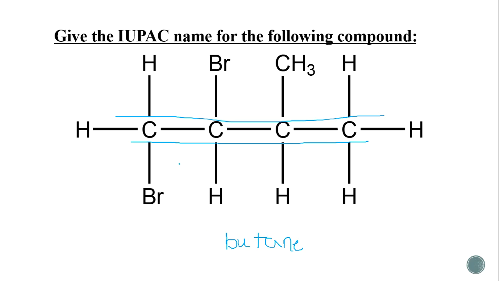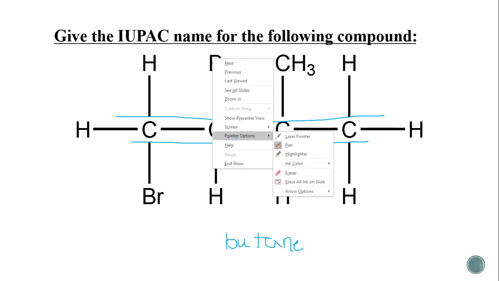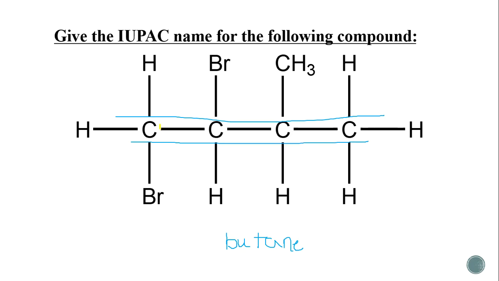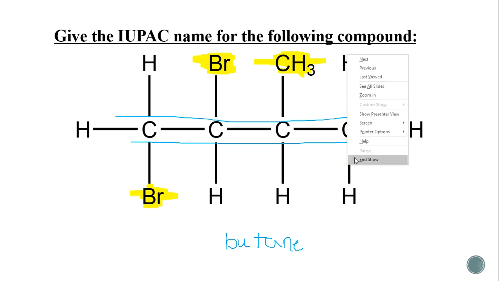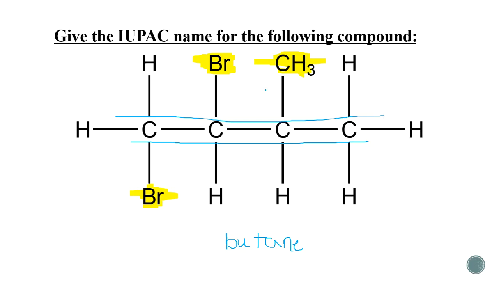Okay. Next thing is I need to highlight, whether it's in my mind or physically highlight, anything that's not a hydrogen. So hydrogen, bromine, carbon, hydrogen, bromine, carbon, hydrogen, methyl, hydrogen, carbon, nothing to report there. Okay. All right, so now that we've got our substituents highlighted, now we need to number.